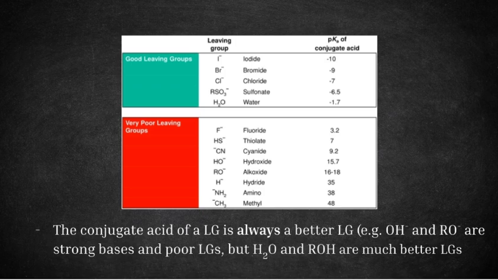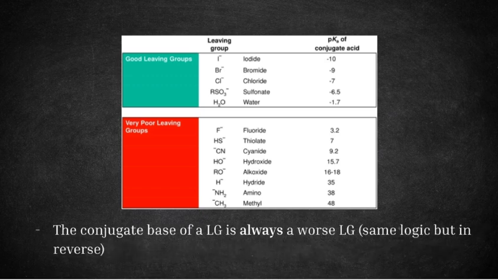around 0. In contrast, the pKa of water, the conjugate acid of hydroxide, is about 14. This difference shows that water is approximately 10 orders of magnitude more favorable as a leaving group than hydroxide at 25 degrees Celsius, highlighting why protonation significantly improves leaving group ability. In contrast, the conjugate base of a leaving group is always a worse leaving group, following the same logic in reverse. Strong bases are poor leaving groups because they are less stable with a negative charge and less willing to leave the substrate.